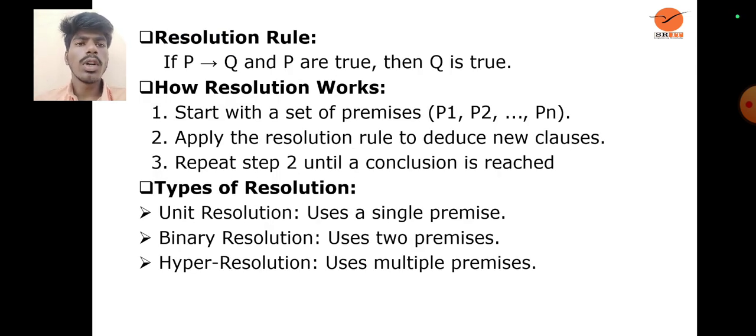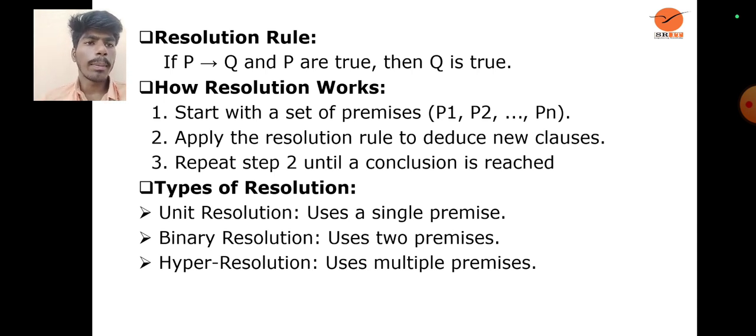Now, resolution rules. Let us see what that rule is. If P implies Q and P is true, then Q is also true. If the statement P implies Q holds, and P is true, then automatically Q is also true in resolution systems.